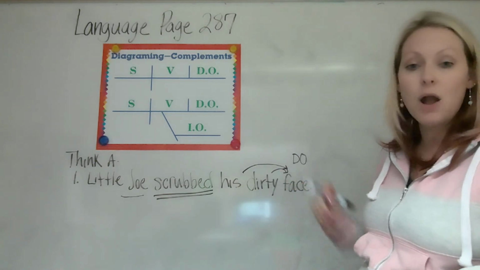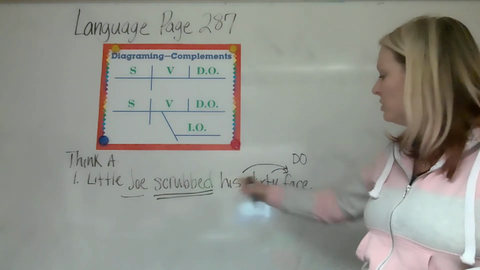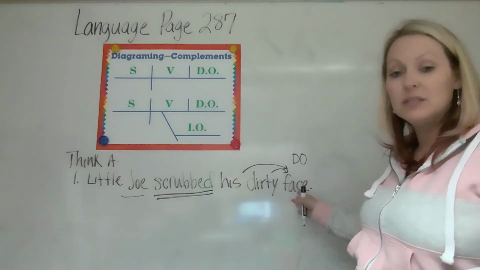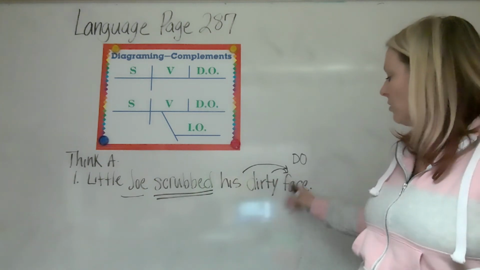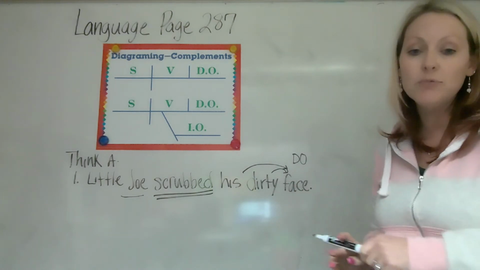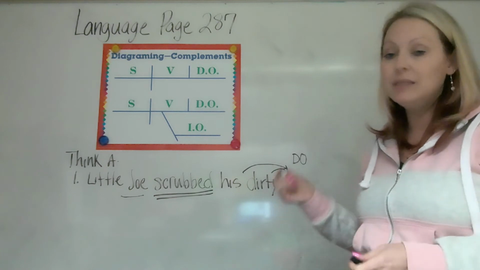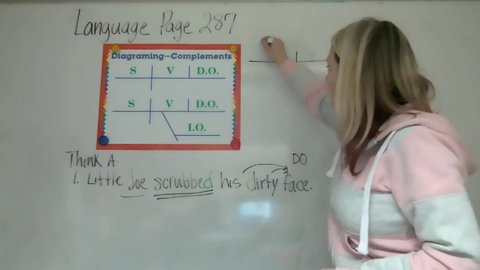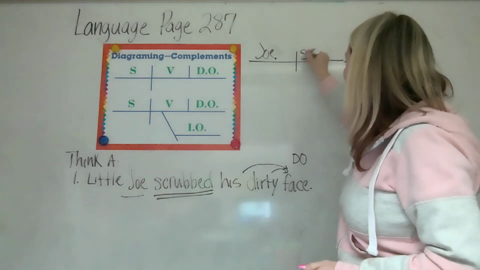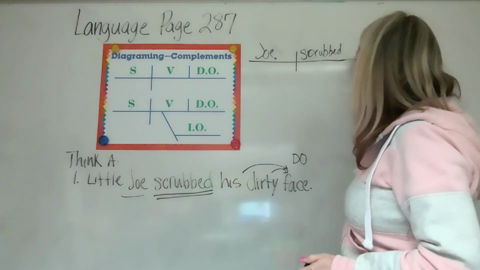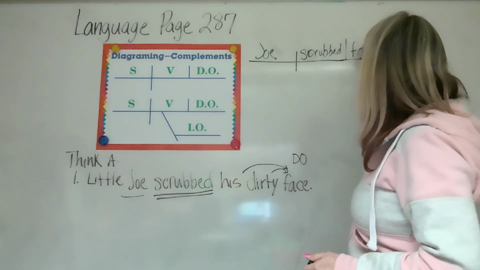Remember how we describe face? Okay, whose face? His face. What kind of face? Dirty face. So we know these are all adjectives modifying face, and we only have a direct object. So when we go ahead and diagram, we would diagram with Joe, scrubbed, and then our line of face.